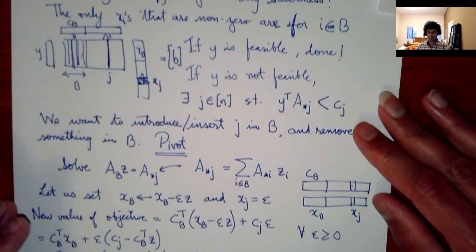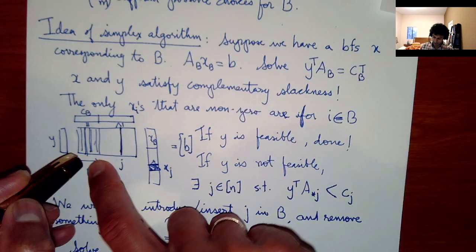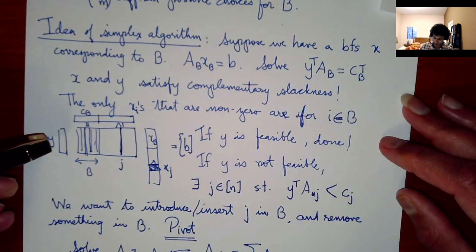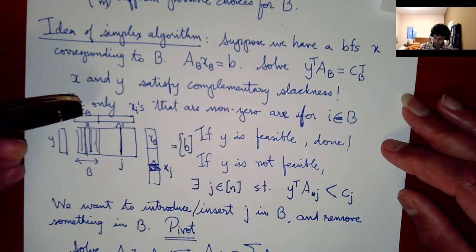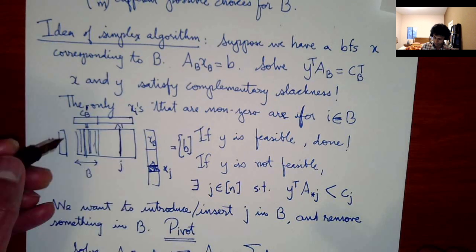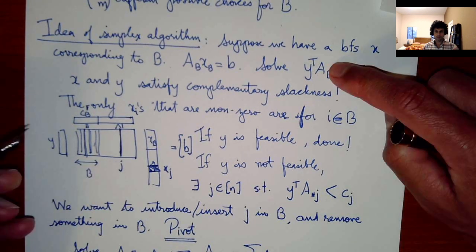You start with a basic feasible solution: A_B xB is equal to b. What you now do is solve Y transpose A_B equal to C_B transpose. So I'm going to find Y such that when I take a dot product with each of these columns, I get C_B. So I get Y transpose A_B.